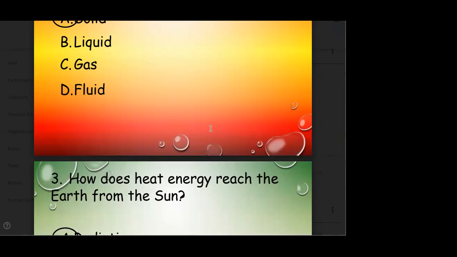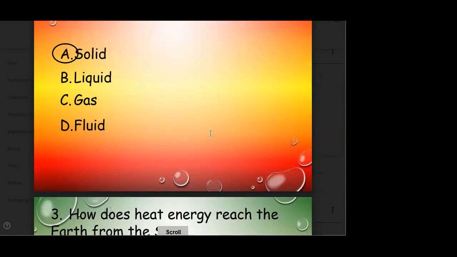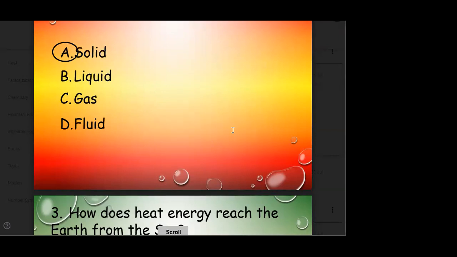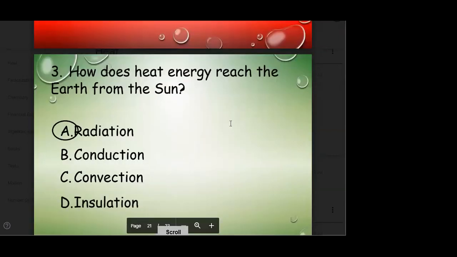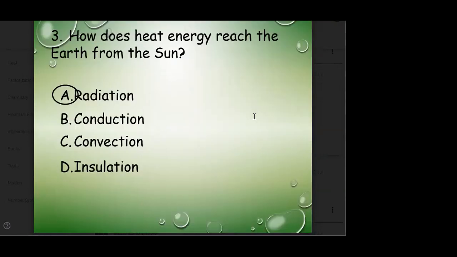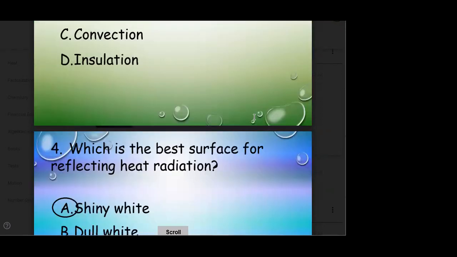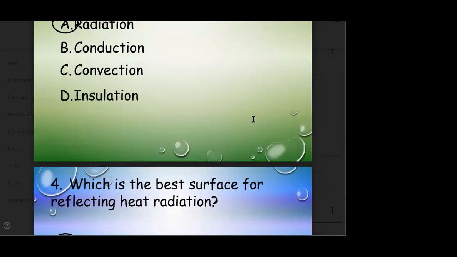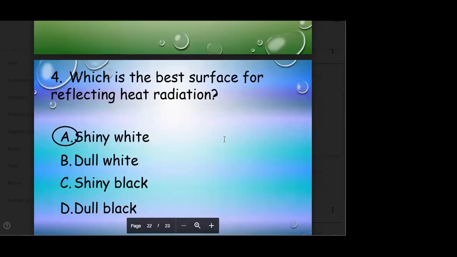How does heat energy reach Earth from the Sun? Sir, through vacuum. Radiation, correct. And that is the process that we discussed. Radiation is a process in which heat is transferred without any particle. Which is the best surface for reflecting heat radiation? Shiny surface. Correct.